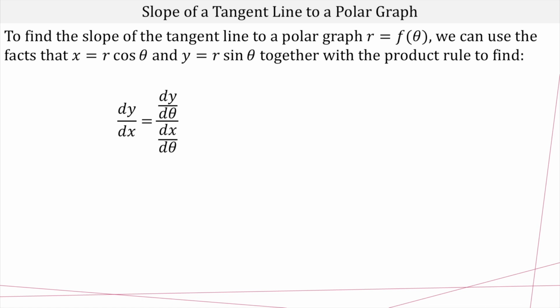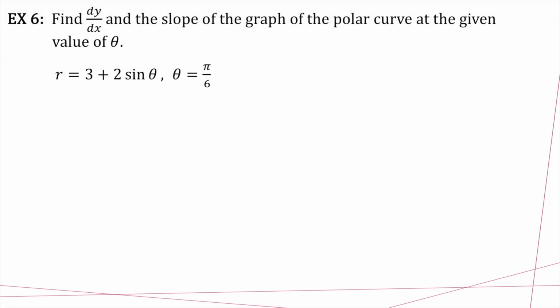Now, of course, we're not done until we found the slope of a tangent line. So to find the slope of a tangent line to a polar graph, r equals f of theta, we can use the facts that x equals r cosine theta and y equals r sine theta together with your favorite product rule to find dy dx, which is dy d theta over dx d theta, or maybe simpler, y prime over x prime. Okay, this one is a lot of writing and it's a lot of patience. So just stick with me. Pause the video if you need to, and we'll show you how this works.